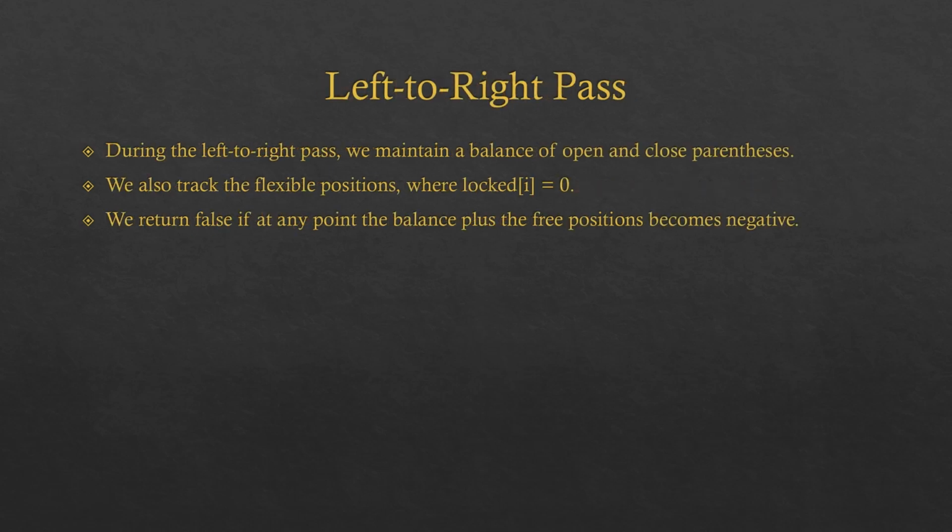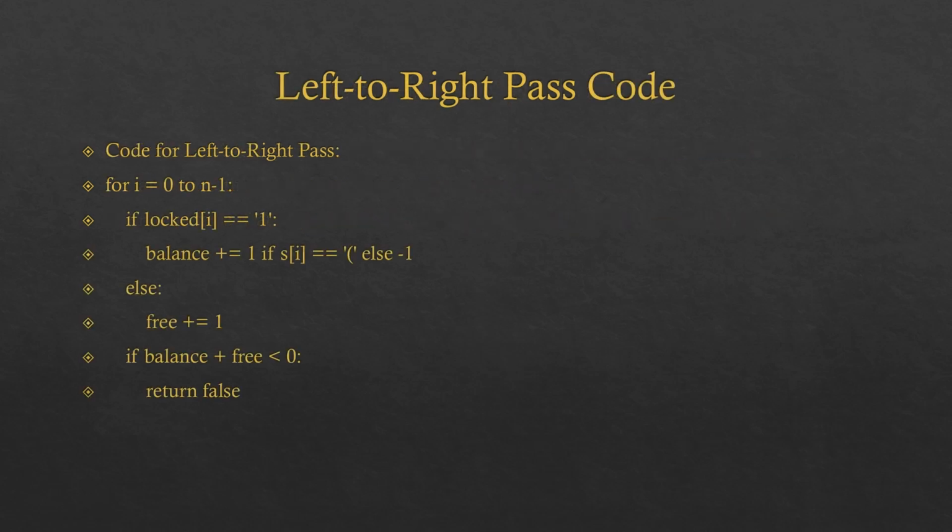In the left-to-right pass, we maintain a balance of open and closed parentheses. We also keep track of free positions where locked equals 0. During this pass, if the balance plus the number of free positions becomes negative, we immediately return false. Here is the code for the left to right pass. As we iterate through the string, we adjust the balance based on the locked string and the current character. If at any point the balance plus the free positions becomes negative, we return false, indicating an invalid string.